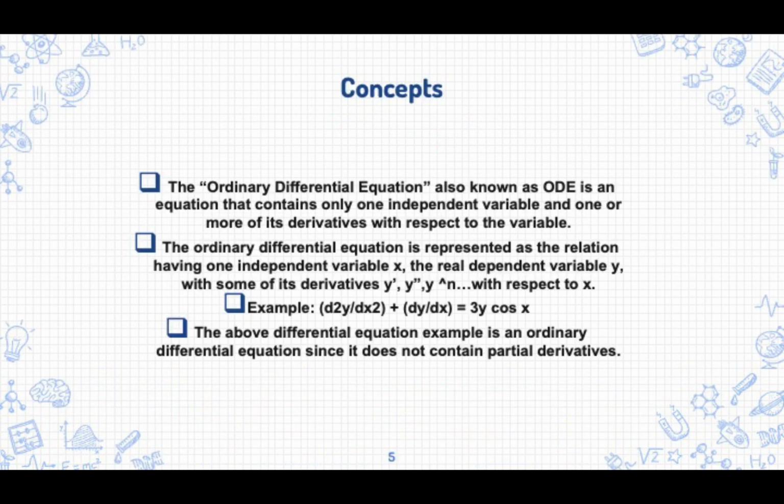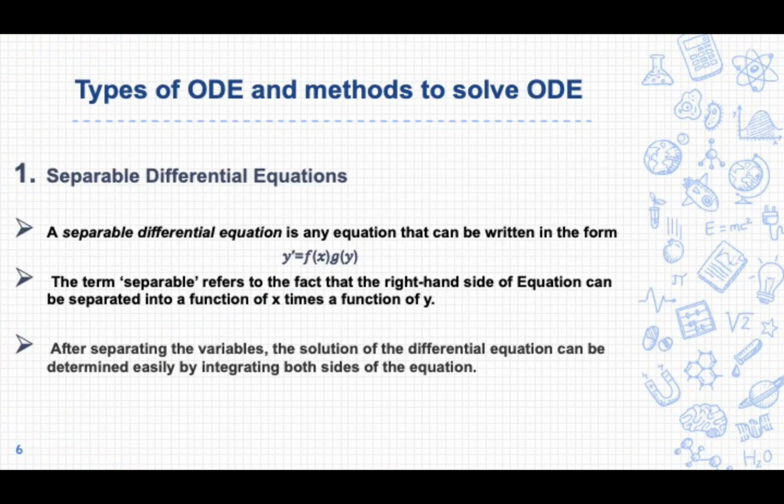It's an ODE. The ordinary differential equation is an equation that contains only one independent variable and one or more of its derivatives with respect to the variable. The above differential equation example is an ODE since it does not contain any partial derivatives. Now, let's talk about the types of ODE and the methods to solve them.